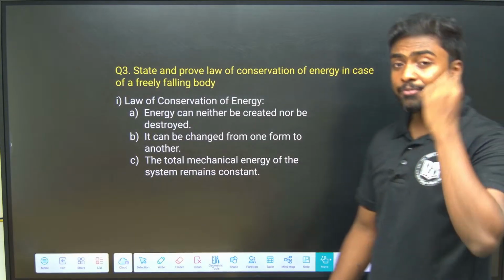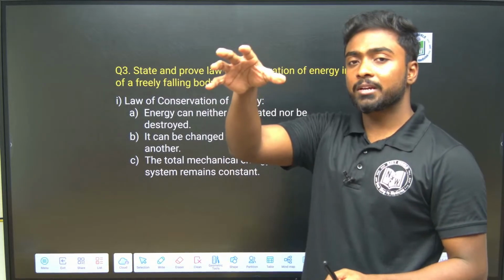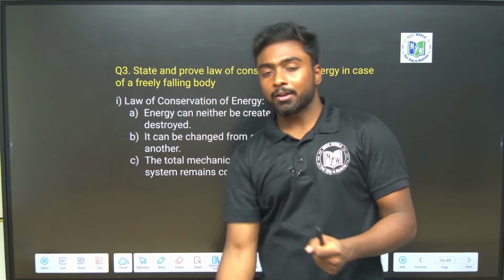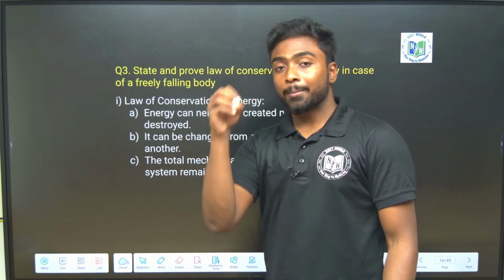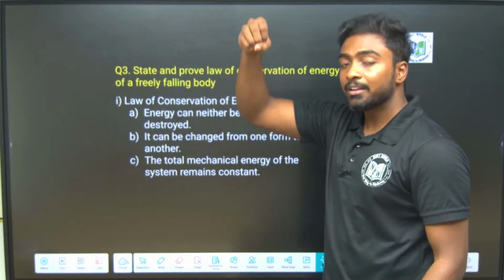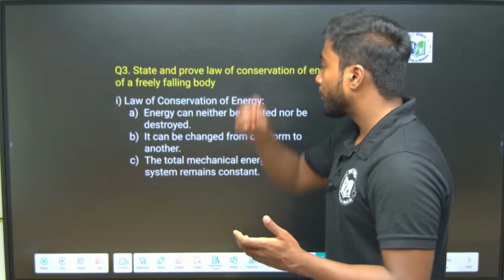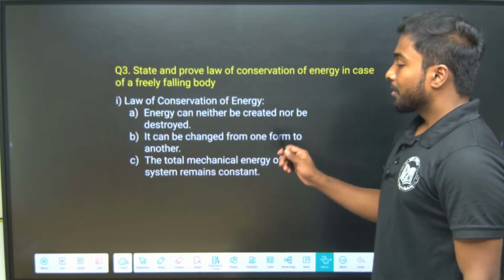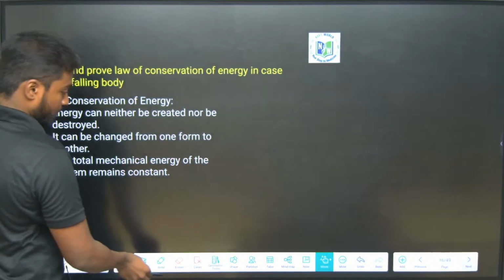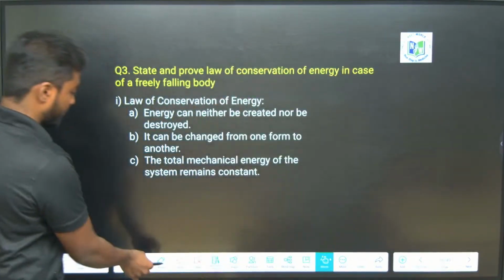What is the meaning of a free falling body, guys? When I leave an object simply like this, due to gravity it will go down. I am not applying any velocity or any force on that. So it's falling freely from top to bottom. So first thing, the similar thing.